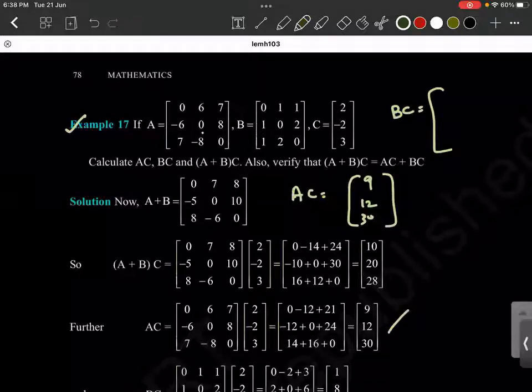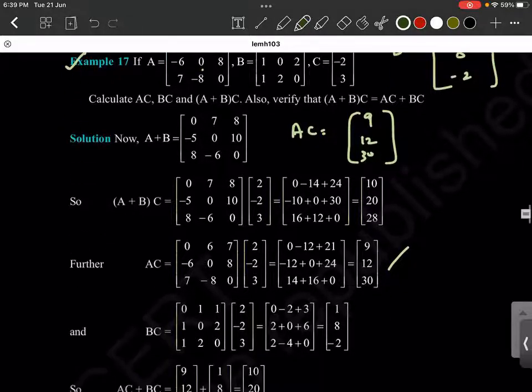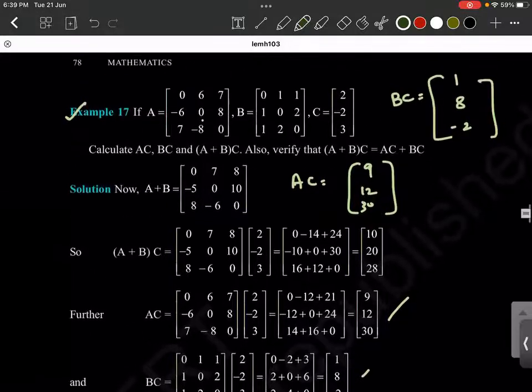Then what about BC? Zero, minus 2, plus 3, 1. 2, plus 0, plus 6, 8. 2, minus 4 is 2, minus 2. So 1, 8, minus 2. Then we'll calculate A plus B into C.